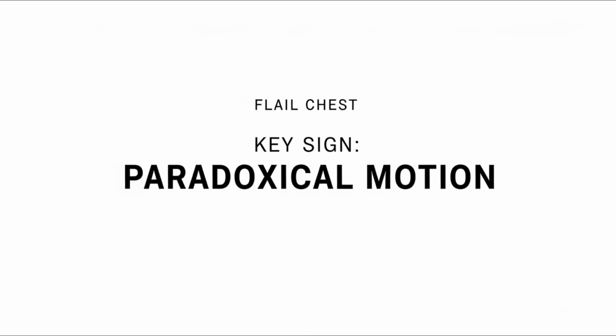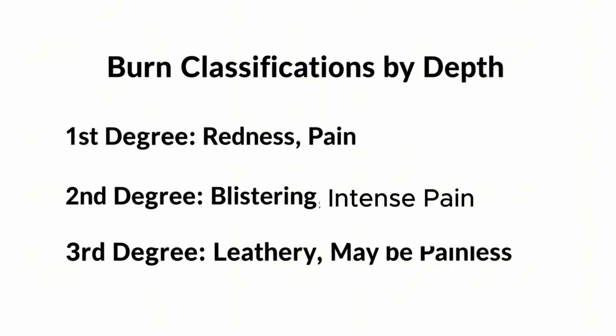it cool. In chest trauma, a flail chest occurs when 3 or more ribs are fractured in 2 or more places. This causes a segment of the chest wall to move paradoxically, inward on inhalation and outward on exhalation.